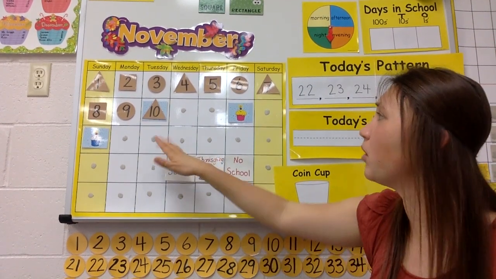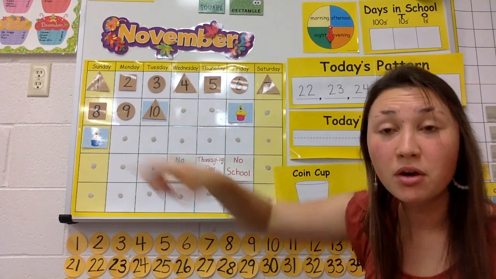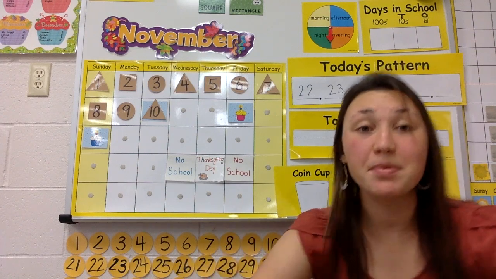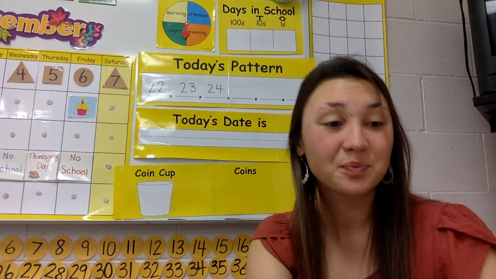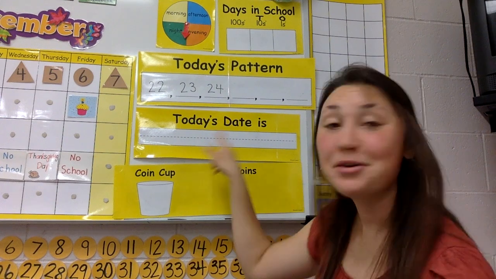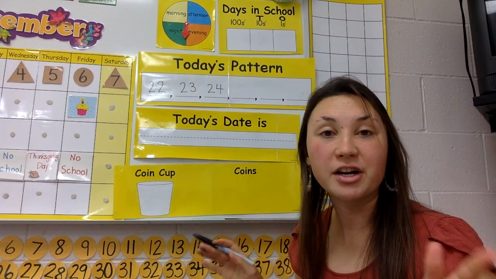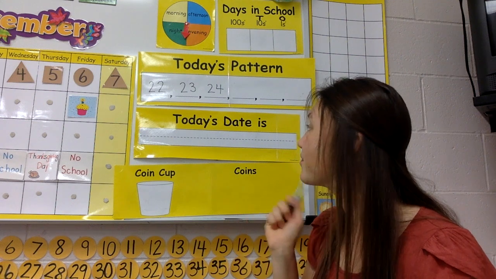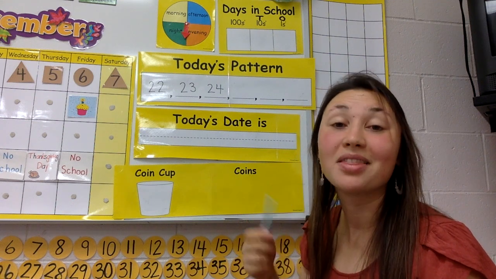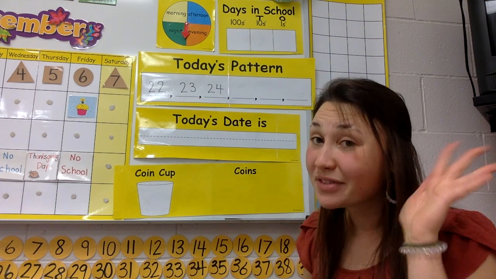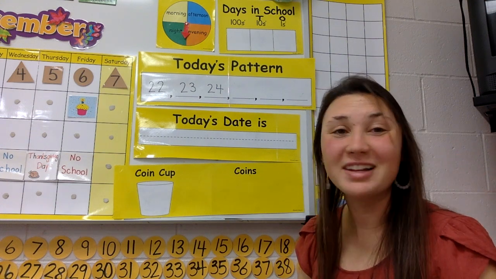Okay, so now that we know that today is November 10th, we can write it. What I would like you to do is get out a piece of paper or your whiteboard if you have it. Your whiteboard is awesome to use because you can always easily erase it. And I want you to write the date with me. So what do we need first when we write our date? The month, right? The month comes first. And we are in the month of November, that's right.